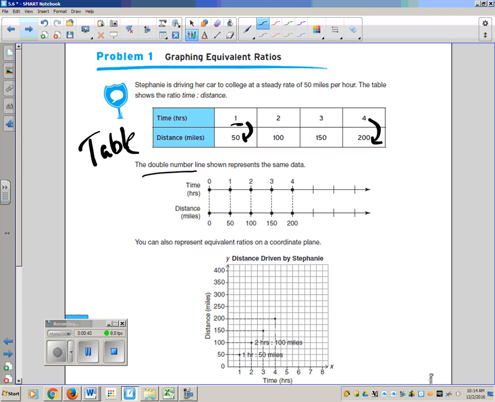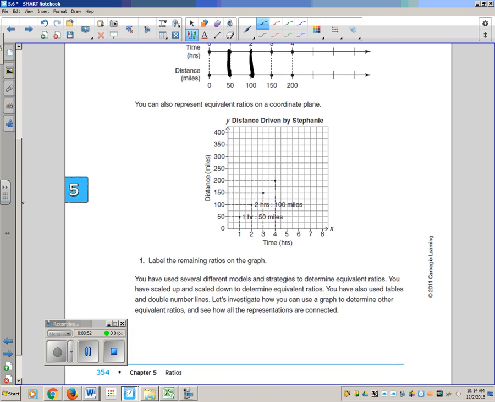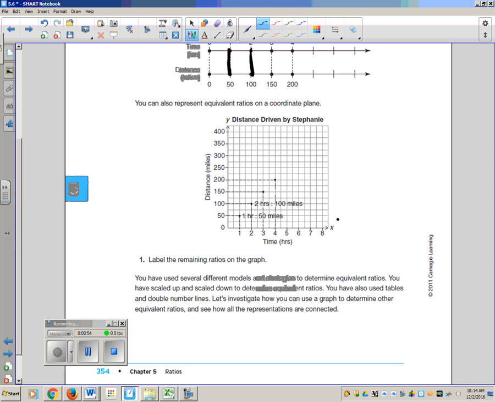Here's your double number line. Same numbers, but they put it in the double number line. Just lines up 1 to 50, 2 to 100. And then we can take that information and graph it. Remember on your graphs, x-axis, you always go across first and then up for this. So you have the x and the y axis.